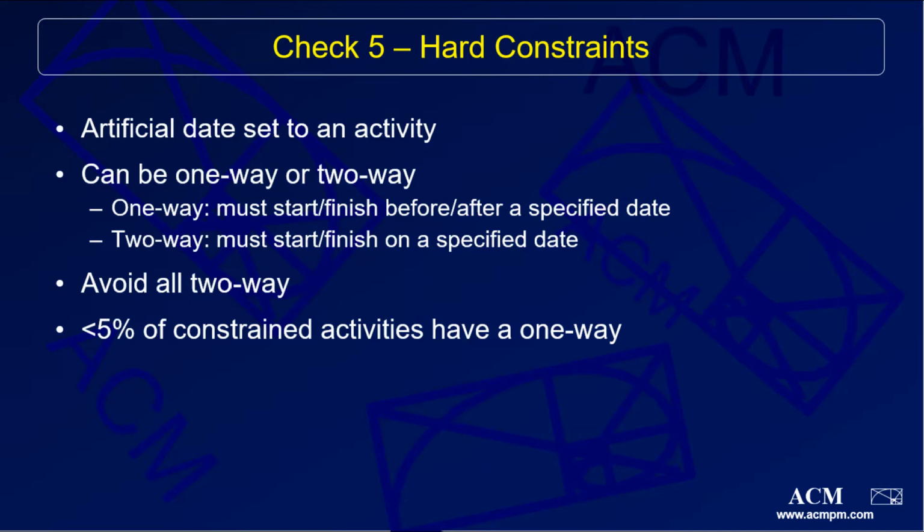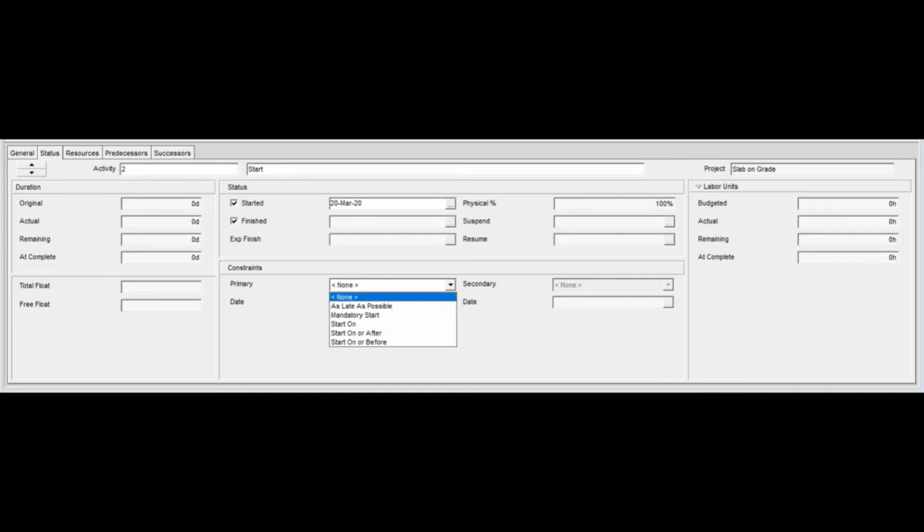A two-way constraint is an activity that is being constrained on both ends. An example of this would be a must start on constraint. A one-way constraint gives you leeway on one side of the dates, whereas a two-way constraint does not give you any leeway and must start or finish on the specified date.